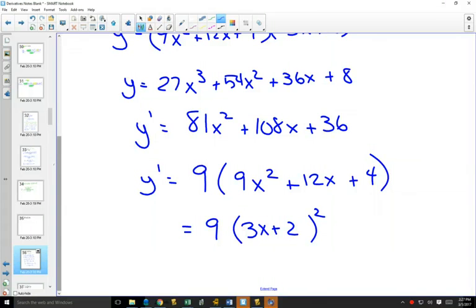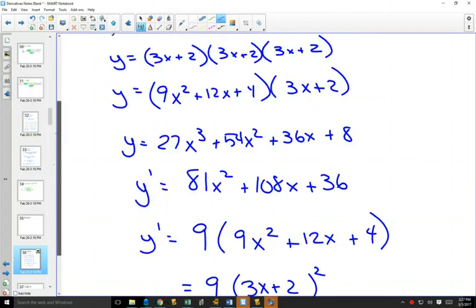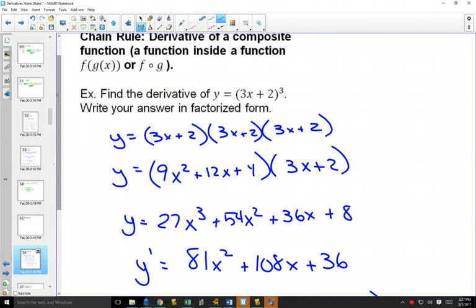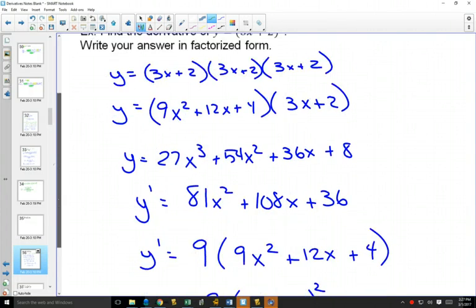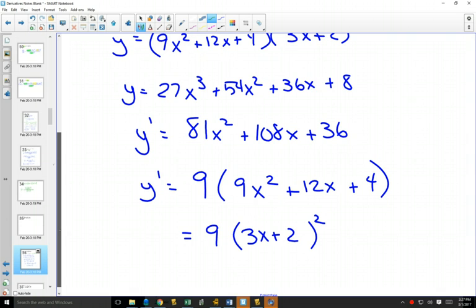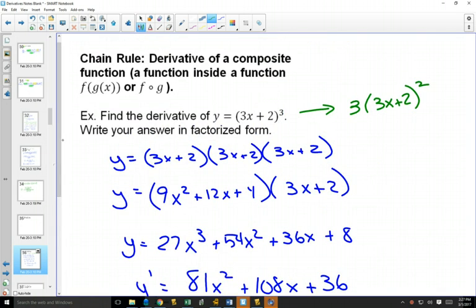And so when we look at the original function, remember how I said, wouldn't it be tempting if we could just bring the 3 out in front and subtract 1 from the exponent? Look how close our answer is. But there's a 9 in front. There's an extra multiplication by 3 in order for this one to happen. And you go, oh, that's kind of interesting.